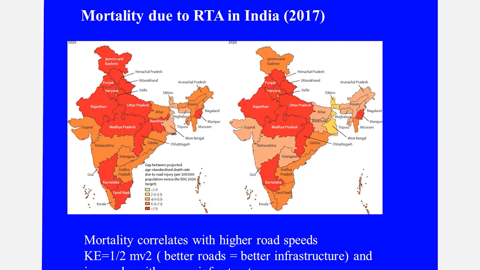Now, we have to remember two things. Mortality is not just about health infrastructure, but it also correlates with road speeds, because as we know, the kinetic energy works out to half mv squared, where v is the velocity of the vehicle. So if you have better roads, better infrastructure, and bad traffic rules, and people don't wear helmets and they don't use seat belts, then you're looking at much more mortality.